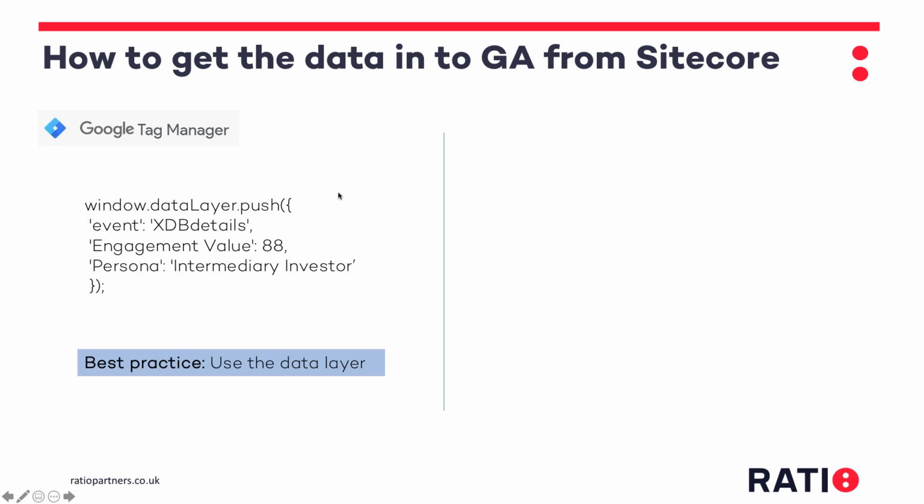So in this example, it's a very simple one. We have what a little JavaScript snippet would look like to add something to the data layer, where we're telling Google Tag Manager what type of event has just occurred. In this instance, we're telling Google Tag Manager what the engagement value of the visitor is and what their persona type is.